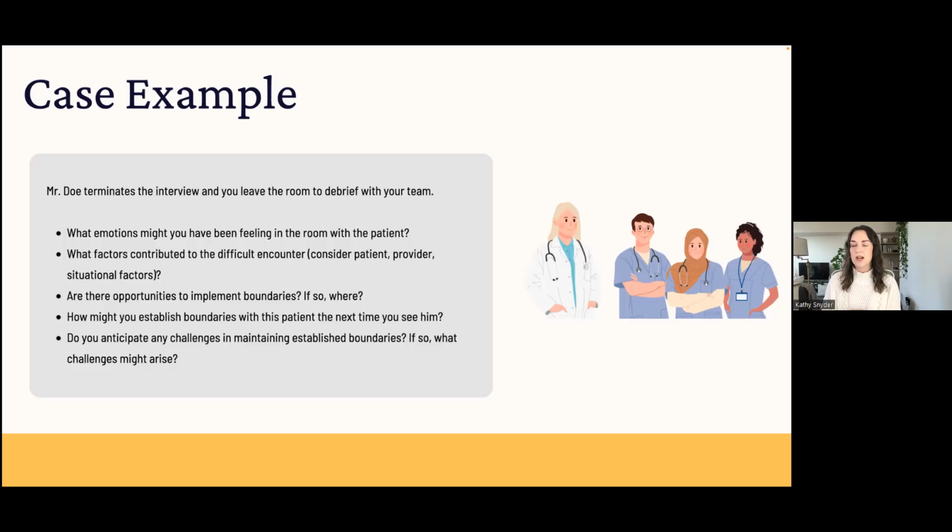How might you establish boundaries with this patient next time you see him? I sort of answered that. There's a couple of ways that you can do it. Is there anything that you would add to what I said? Any phrases that you might use in talking with this patient or that has been successful in patients like this in the past? And I'll just lump in the next question too. What's going to be really hard about setting a boundary with this patient?